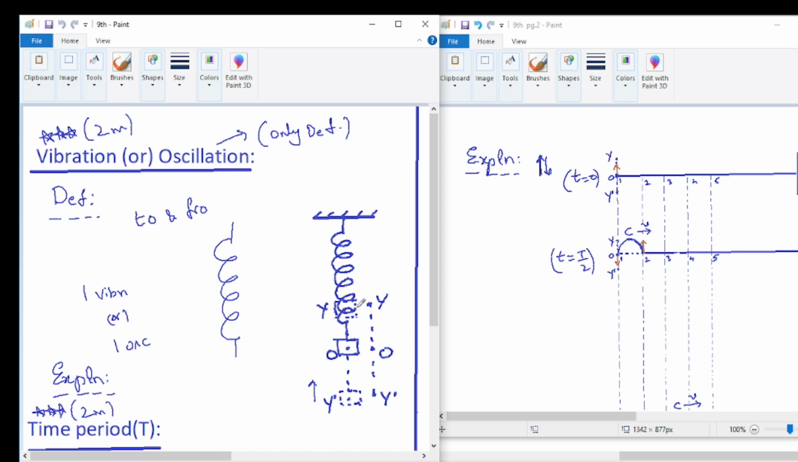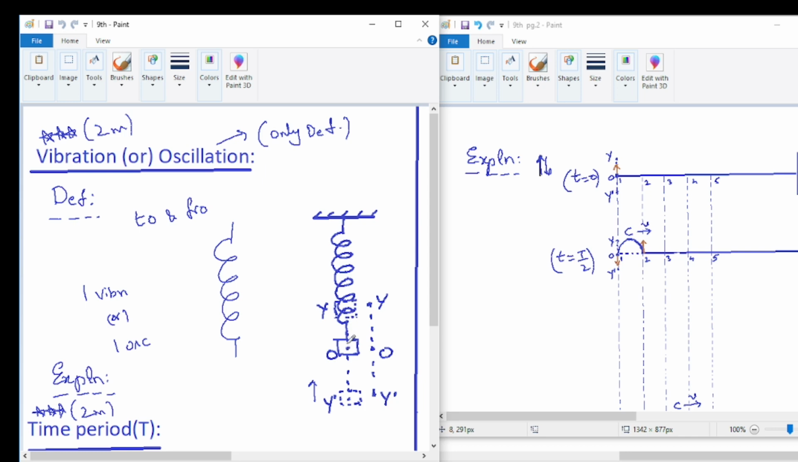This is what we have seen earlier. Now, just observe here. This is the mean position. Now, as it is going upwards, again consider the same thing. From the mean position, supposing it goes to the top extreme position, and from there it again goes down back to the mean position.